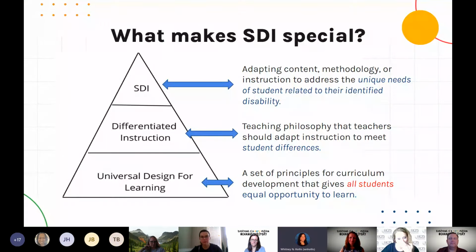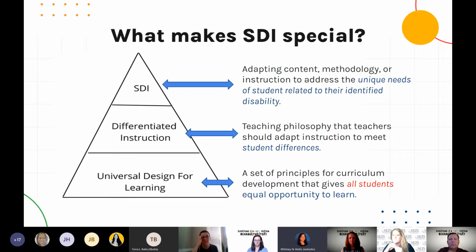All right, so what makes SDI special? So this triangle will probably look familiar to a lot of you because it's very similar to the RTI triangle. Similar to that one, looking at the bottom, that's our universal design for learning. That's where most of our kids are going to fall. That's traditionally where our whole group instruction is taking place, and that's where we're basically teaching to the majority of our kids.